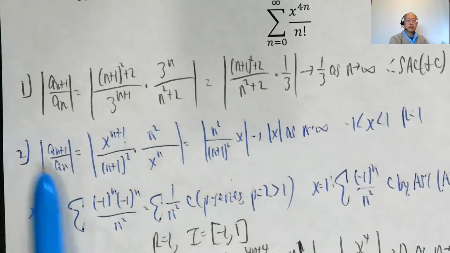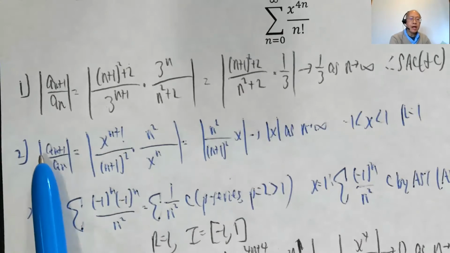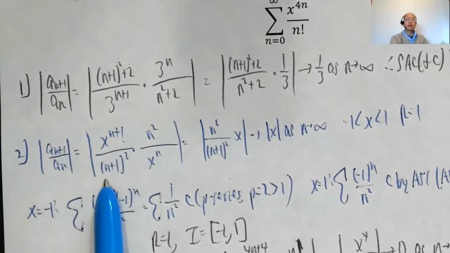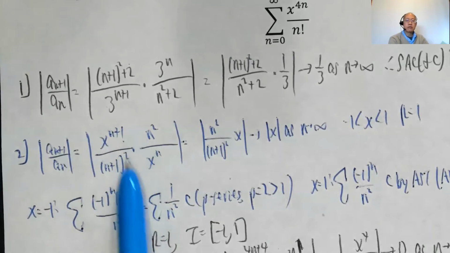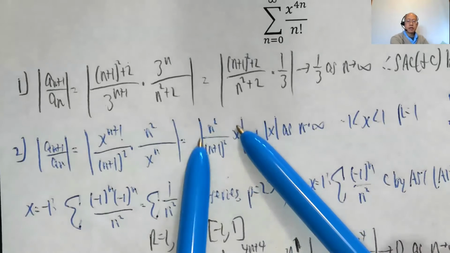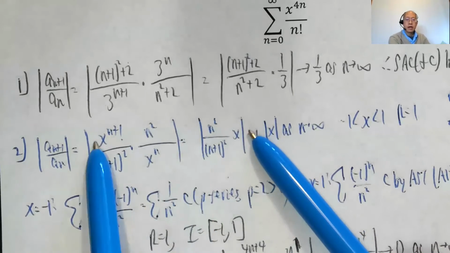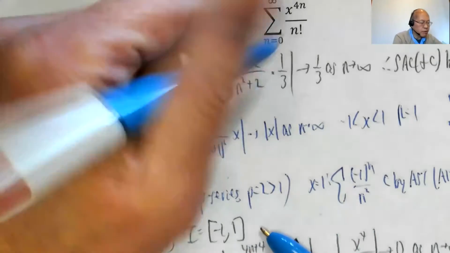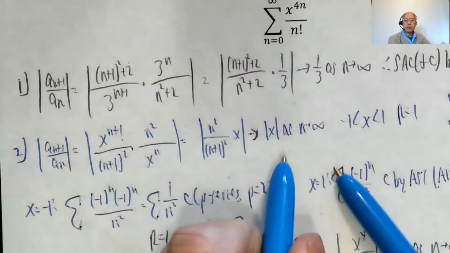Number two, same thing, ratio test. Absolute value of a sub n plus 1 over a sub n: x to the n plus 1 over (n plus 1) squared, times n squared over x to the n. So the n combination gives me n squared over (n plus 1) squared. X to the n plus 1 divided by x to the n is x. And that approaches the absolute value of x as n approaches infinity.